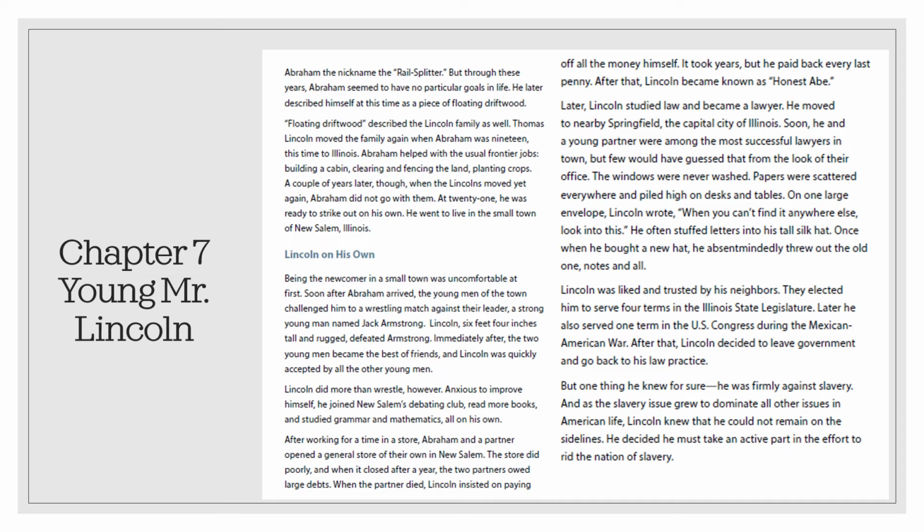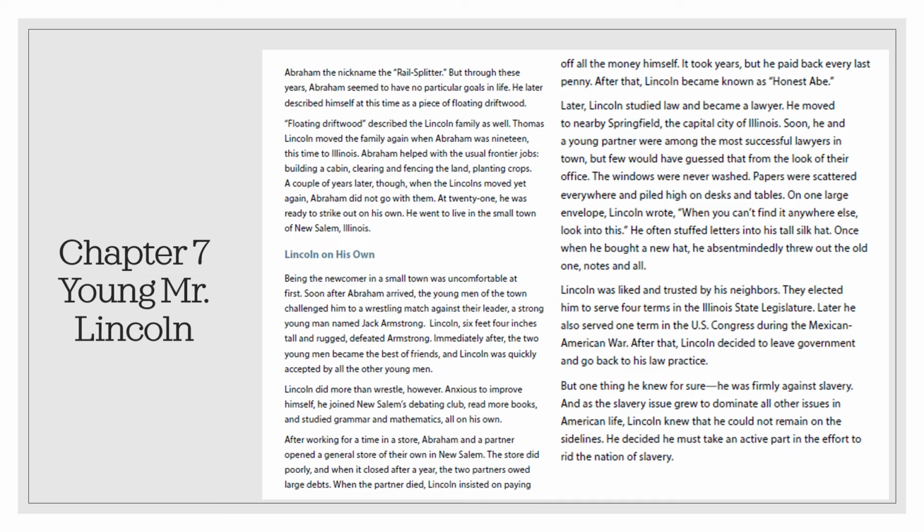But through these years, Abraham seemed to have no particular goals in life. He later described himself at this time as a piece of floating driftwood. Floating driftwood described the Lincoln family as well. Thomas Lincoln moved the family again when Abraham was 19, this time to Illinois.